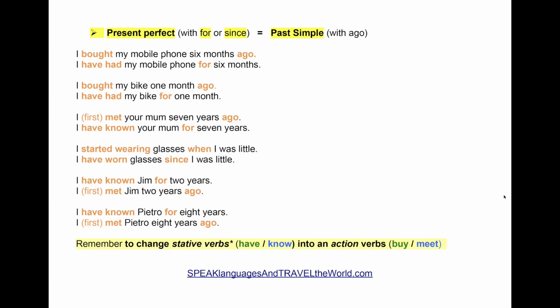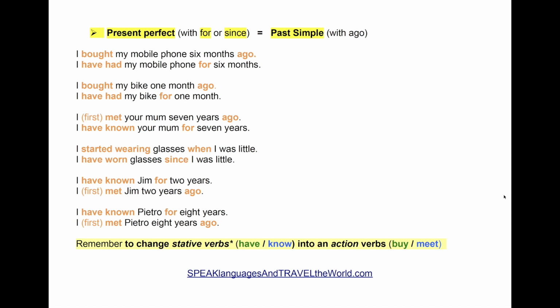The present perfect with for and since can be changed into the past simple with ago. I bought my mobile phone 6 months ago. I've had my mobile phone for 6 months. I bought my bike 1 month ago. I've had my bike for 1 month. I first met your mum 7 years ago. I've known your mum for 7 years.